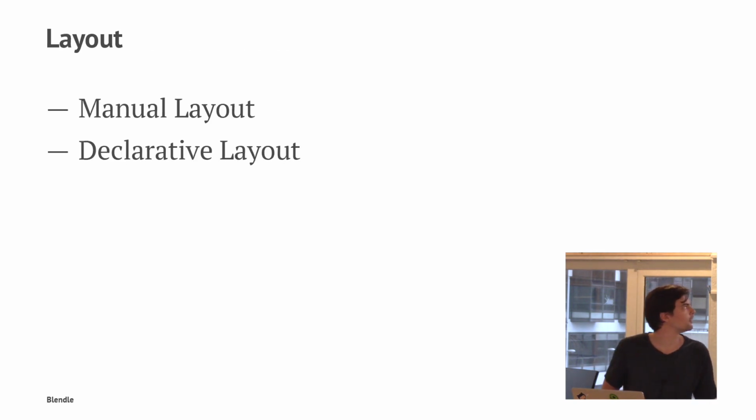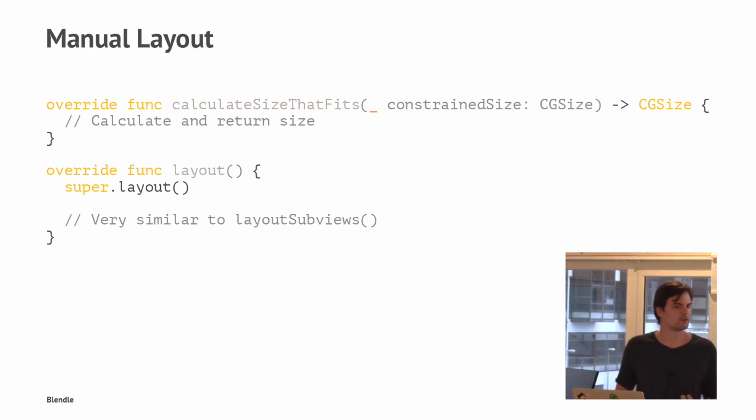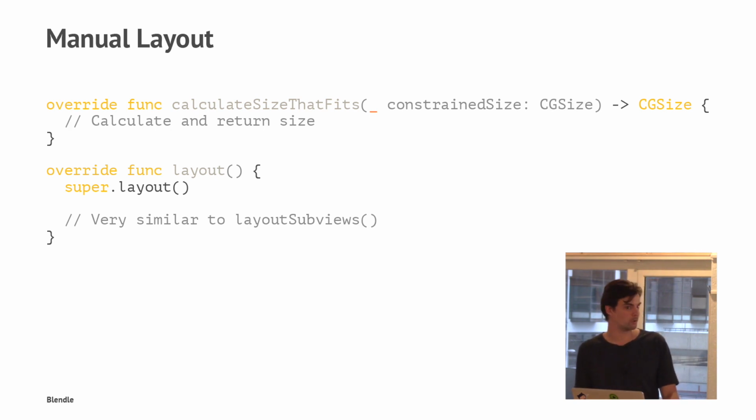Where AsyncDisplayKit really starts to stand out is in its layout systems. Originally, it only had manual layout. This is very similar to the way it's done in UIKit. So normally you have sizeThatFits and layoutSubviews. In AsyncDisplayKit, you have calculateSizeThatFits and layout. These are very similar to UIKit, and there's not much difference except for the fact that they need to be thread safe because one of the main selling points is that you can do everything on the background thread. So these methods can and will be called on background threads, so their implementations need to be thread safe.